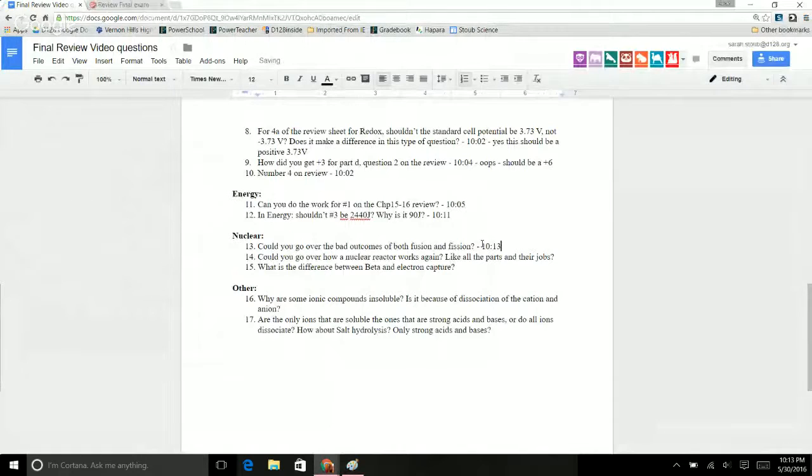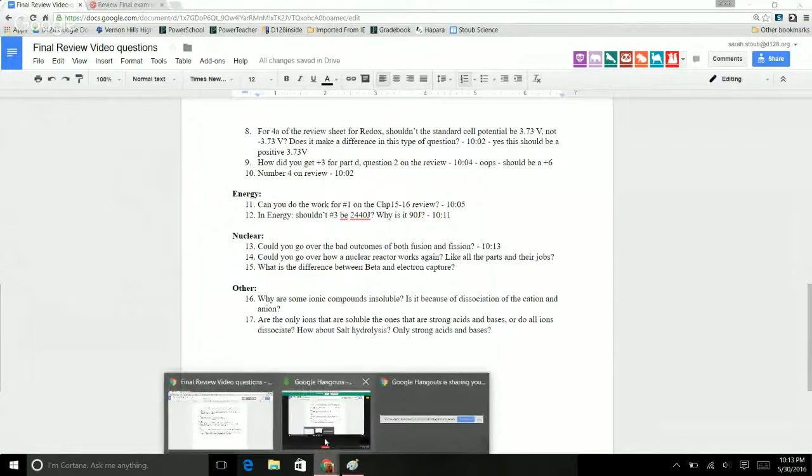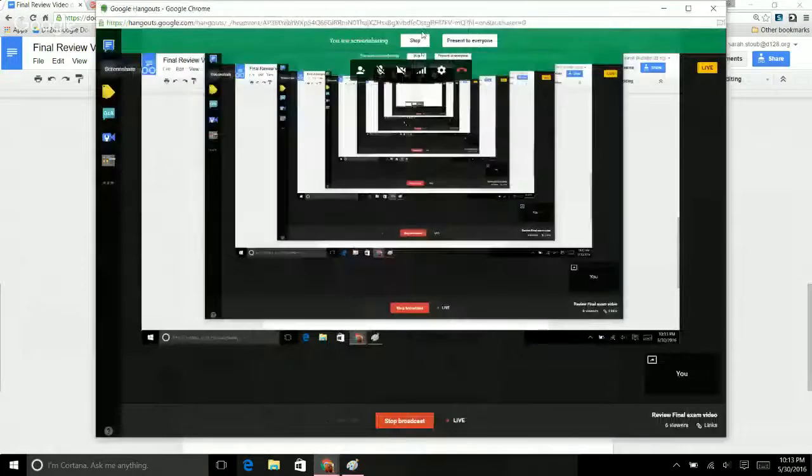Nuclear. The bad parts of fission and fusion. The bad parts of fission would be, 1, you get nuclear waste, which is terrible. It sends out radioactive materials, which isn't good. We don't know where to store it, and it's a problem.